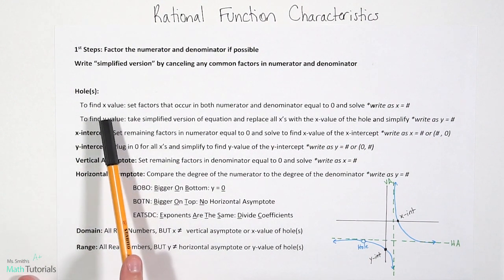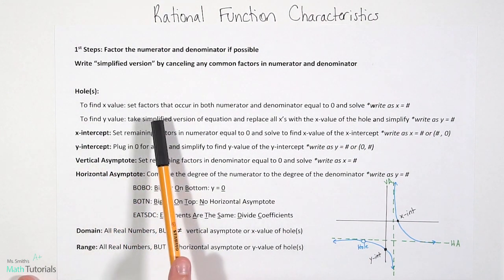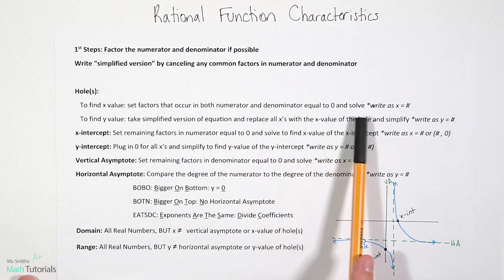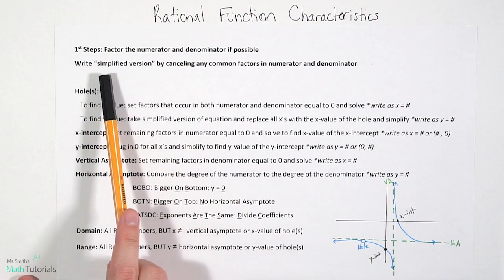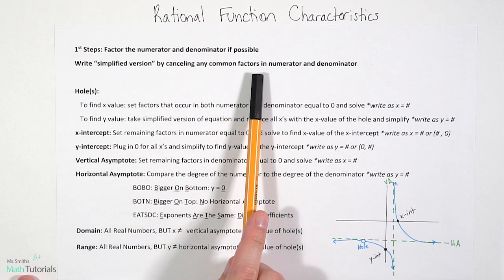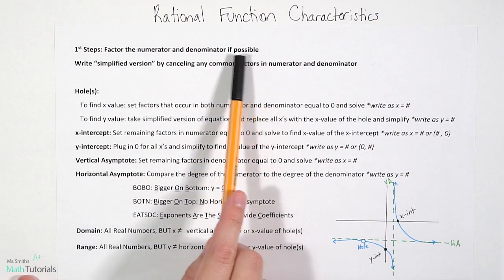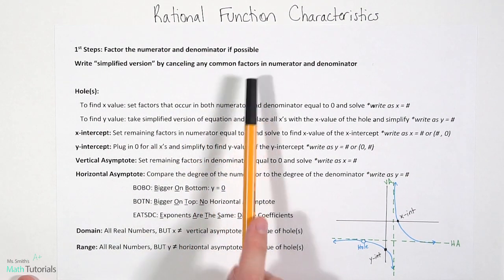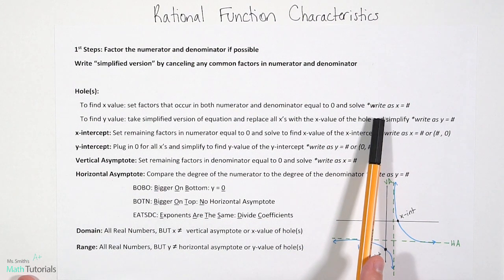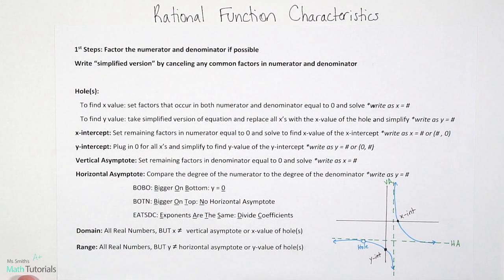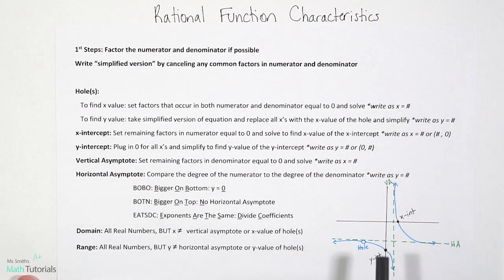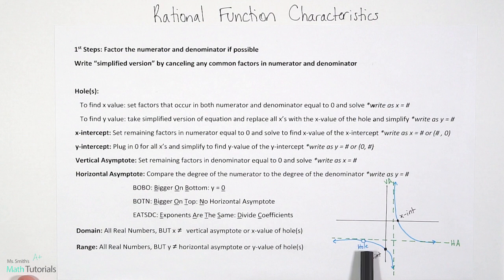So in order to find the x value of a hole, we set factors that occur in both the numerator and denominator equal to 0, and then we solve. What that's saying is, when we do this step right here, this simplified version where we cancel any common factors, we're going to take those common factors, if we have any, set them equal to 0, and solve. Then we would write that as x equals whatever the value is. That's going to tell you your x value of the hole right there.